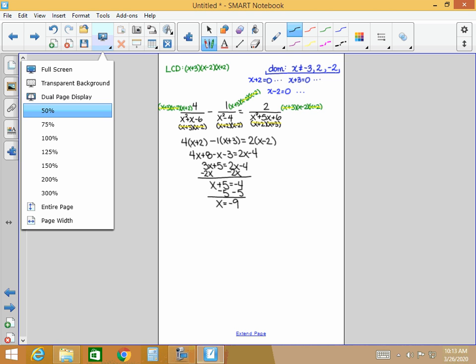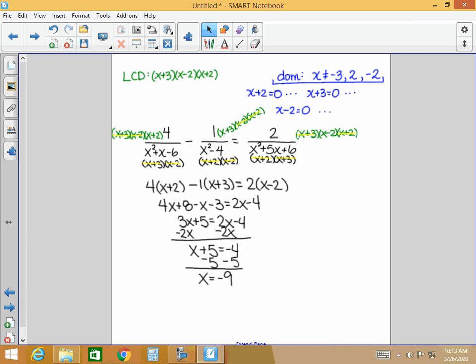Maybe I don't need to be that small. Okay, before I circle negative 9, I come back up to my domain. I make sure negative 9 is not on the list of numbers I have to avoid. And it's not, so I say there's my solution to that equation. X equals negative 9.